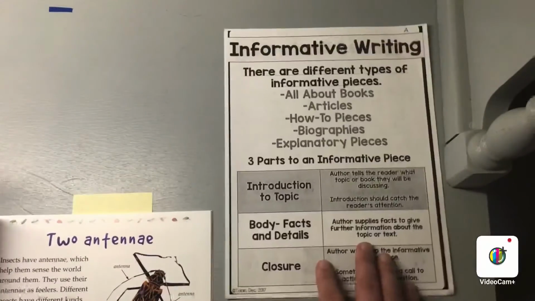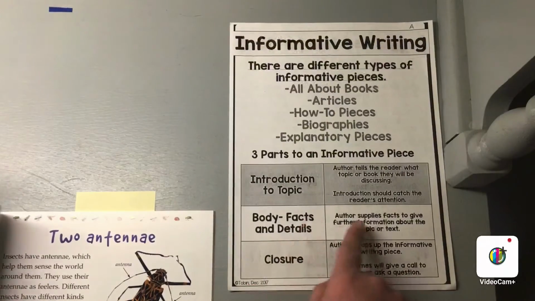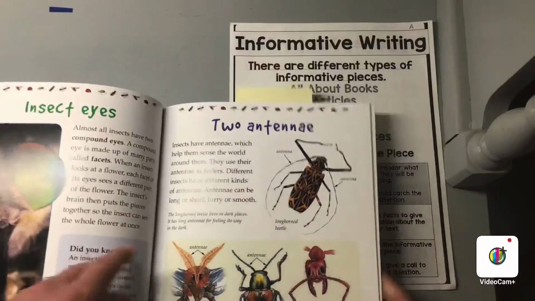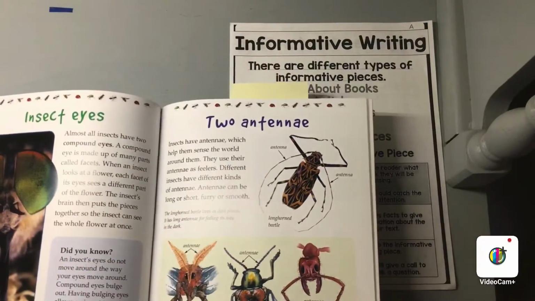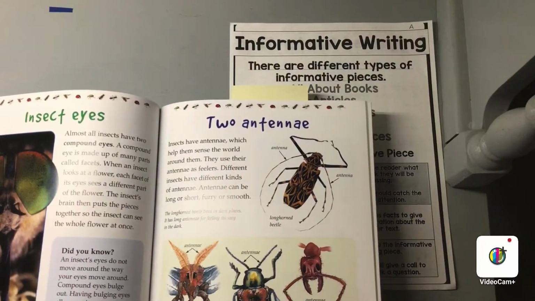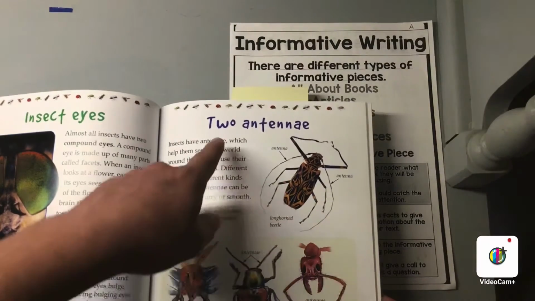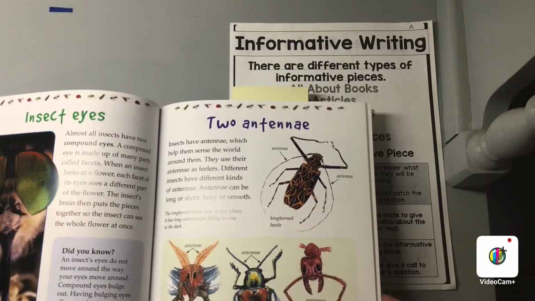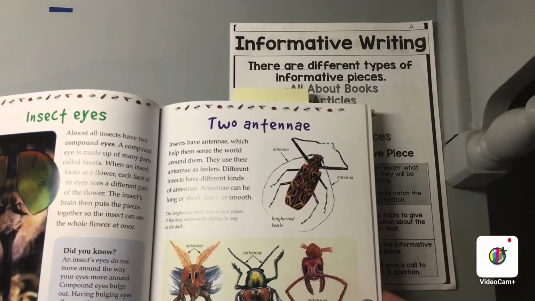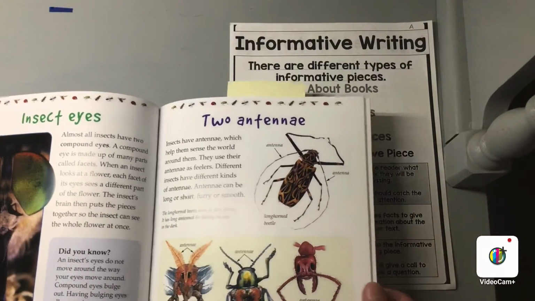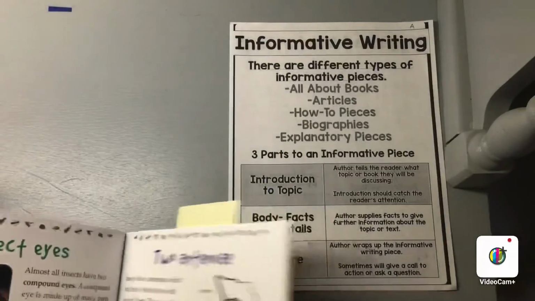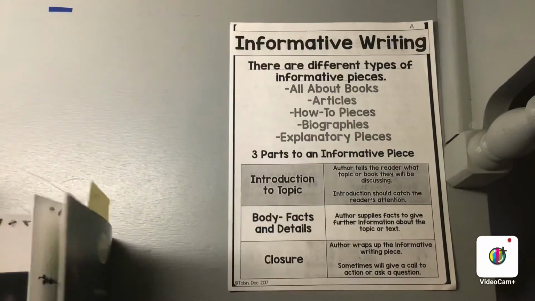Now, if we look back over here at our body, the author supplies facts that give further information about the topic. You will notice he did not start talking about some other type of animal in the middle of the story. He didn't start talking about what the insects eat. He's still talking about their body, but he's giving us more details. He's talking about those antennas that they have. Okay? So that is an example of what the middle or the body of the informative writing piece will look like.